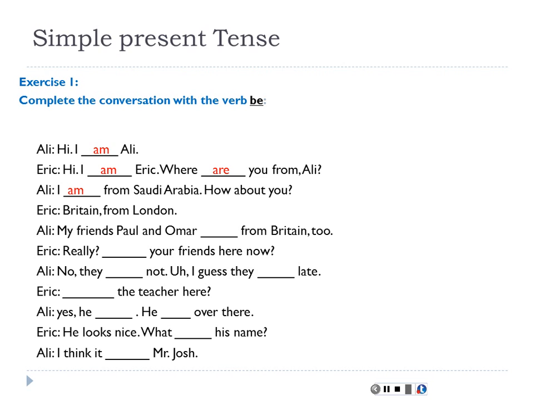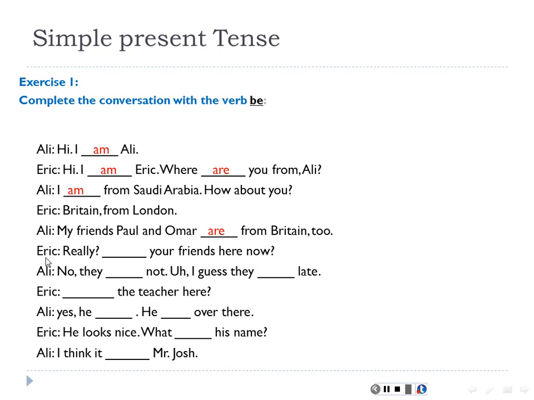Paul هو الفاعل الأول and Omar. So we have two subjects. In the case of two, which is a plural, and they are absent, they are not here. هم غائبان شخصان. Paul and Omar are from Britain too. Paul وعمر هما من بريطانيا أيضا. So we used are because we have two subjects, Paul and Omar, and they are Ali's friends.